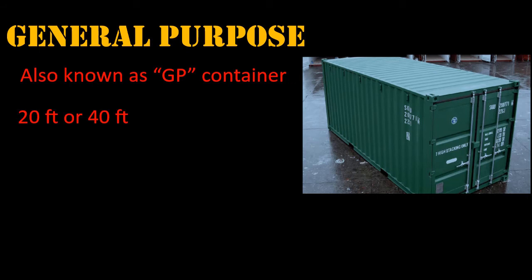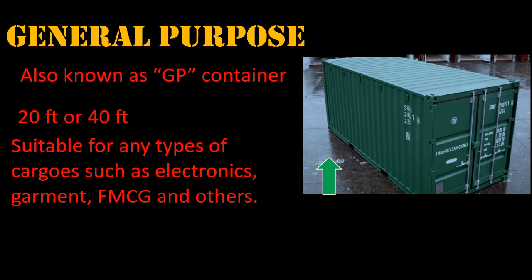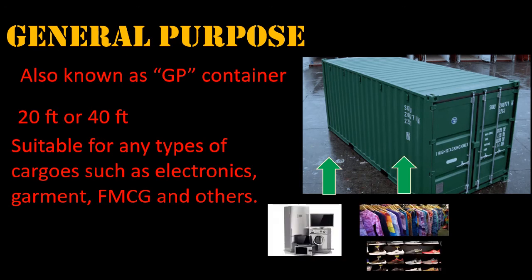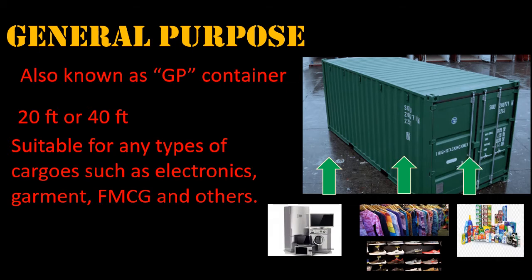Now, let us look at the first type of container. This is the general purpose container, or we call it GP. It is a standard steel box with a size of either 20 footer or 40 footer. The GP container is suitable for all kinds of cargoes, such as electronic products, garments, fast moving consumer goods, and any other general purpose products. In other words, this container is suitable for all those retailing products.